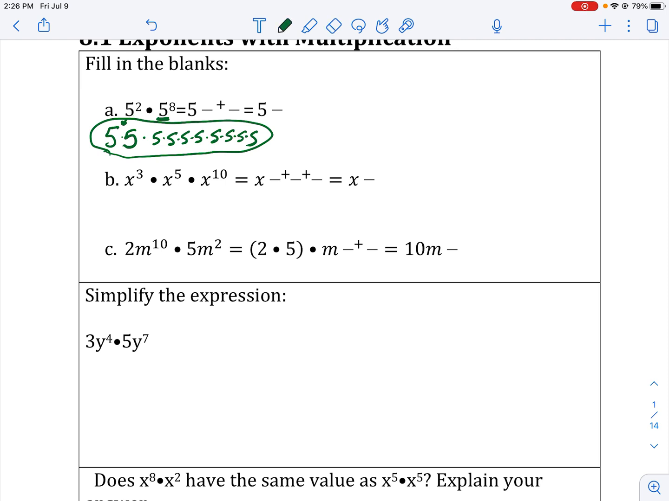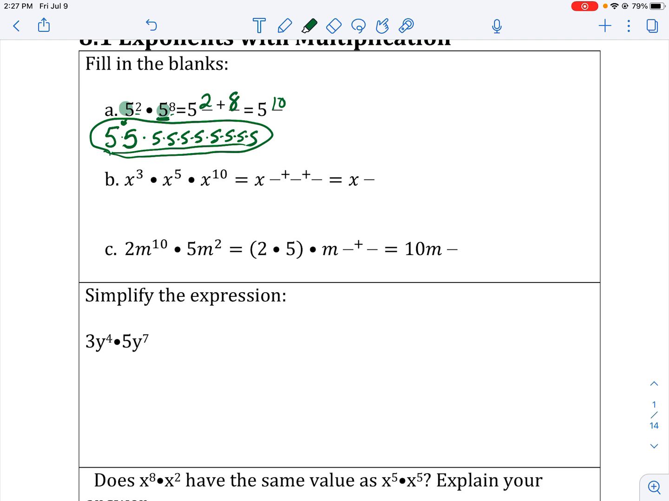When we multiply like bases, so 5 and 5 are our bases, and those are the same exact base, we add our exponents. So 2 and 8, 2 plus 8 is 10. Here we have 10 5s written out. We also have added them. 2 plus 8 is 10.